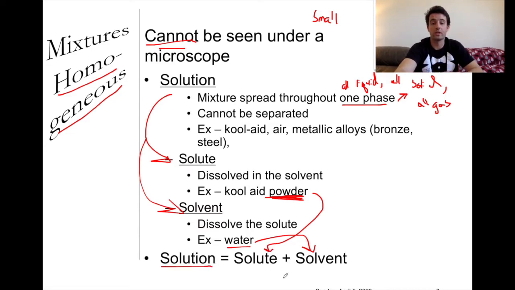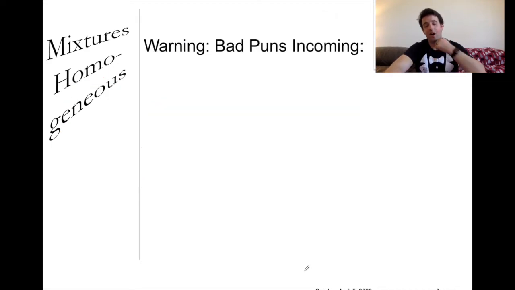In order to create a Kool-Aid solution, you'll see this equation down at the bottom that I want you to write down. Solution is solute plus solvent. So those are the two things you need in order to form a solution, a solute and a solvent. Have those definitions down: solution, solute, and solvent. Next slide. Okay, I wanted to help you guys remember the difference between solute and solvent.